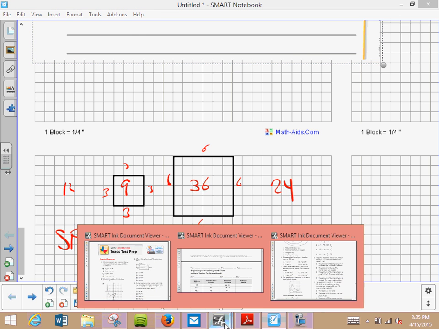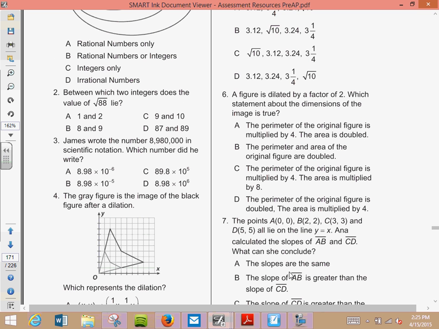So now that we remember that, which one do you think is the right answer? The first one says the perimeter of the original figure is multiplied by 4. Is that right? No. It's multiplied by what? By 2. So A is wrong. The perimeter and area of the original figure are doubled. No, we just said that the area does not double. The perimeter of the original figure is multiplied by 4. We already know that's not right. So it has to be D. The perimeter of the original figure doubles, yes, we know that, multiplied by 2. And the area is multiplied by 4 because it's 2 squared.